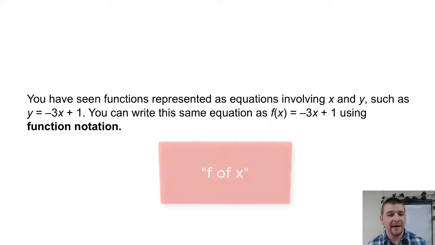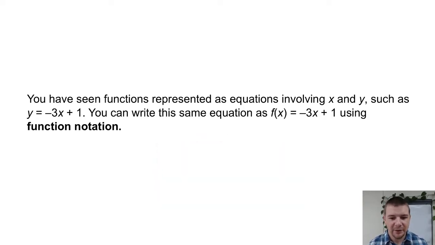Notice also how I said f of x. I didn't say f times x. This isn't an example of multiplication. Often when we write values, variables, constants right next to parentheses, we are talking about multiplying. But this is a different way to write functions. Again, f of x. And that's an example of function notation.